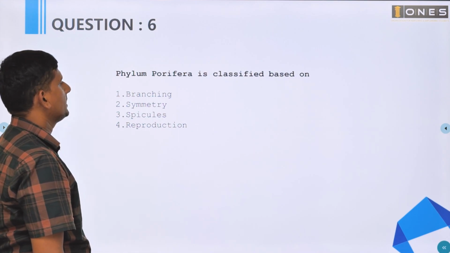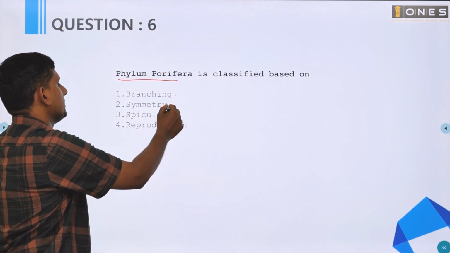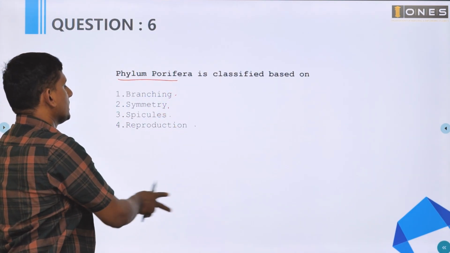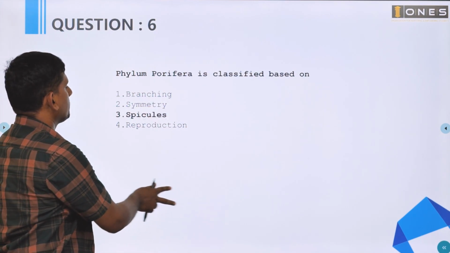Now phylum Porifera is classified based on. So phylum Porifera. Options are branching, symmetry, spicules, reproduction. So the right answer is spicules. So phylum Porifera is classified based on spicules.